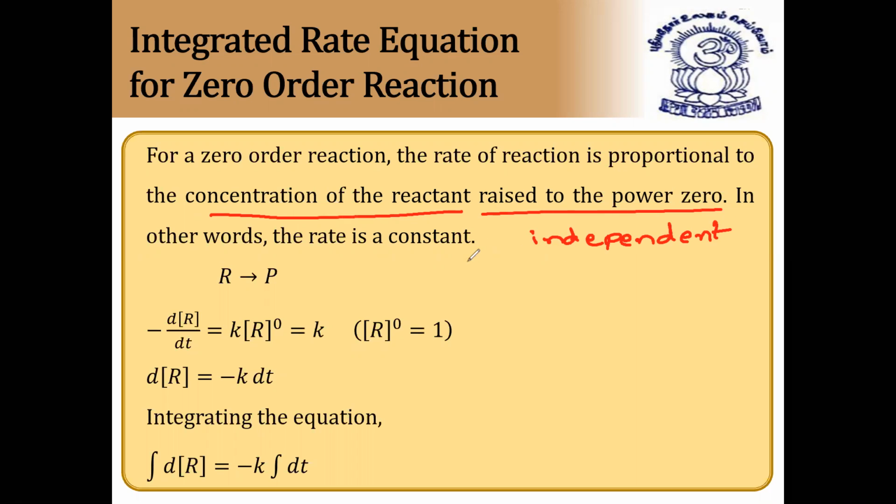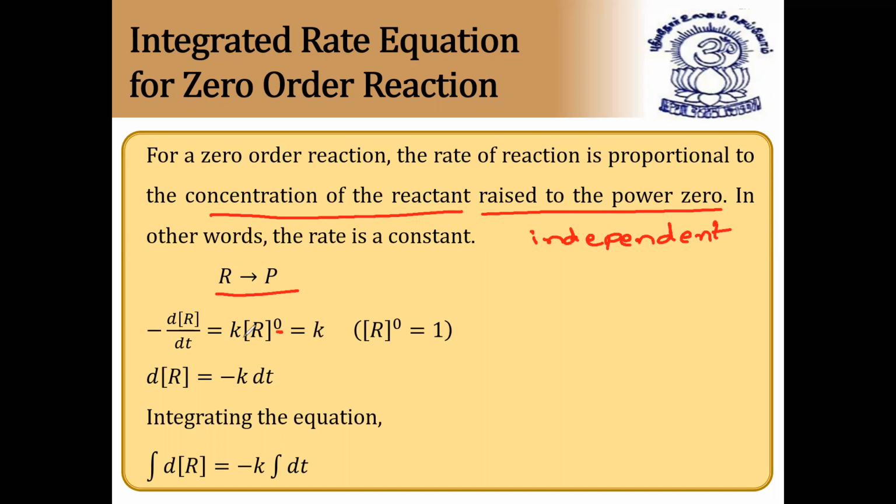Examples: photochemical reactions and certain other examples already discussed in the previous class. So now, in other words, the rate is a constant. Take a reaction, reactant changes to product. As the time increases, the concentration of reactant decreases, so that's why we use a negative sign. That is, rate is equal to minus d[R] by dt, where R is the concentration of reactant, which is equal to k into [R] to the power of zero.